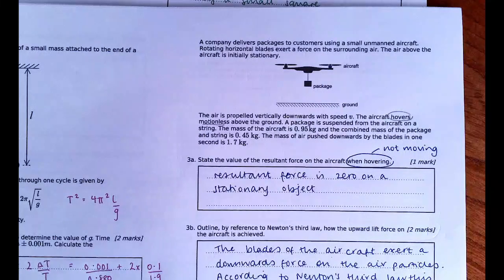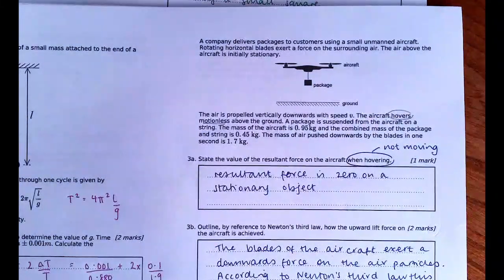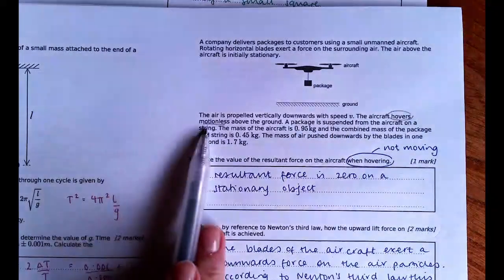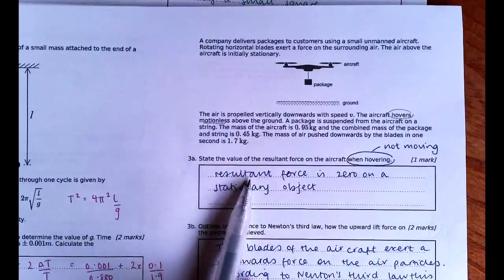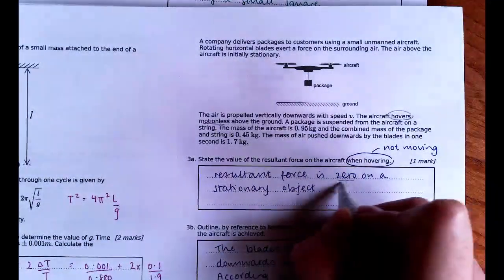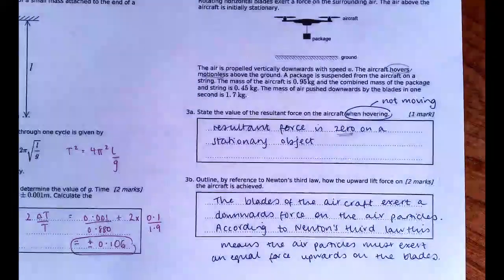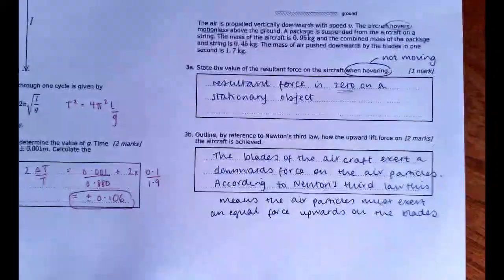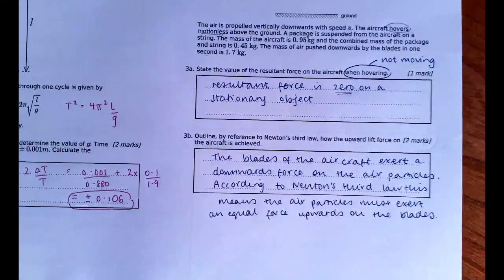It gives you some mass values. We'll come back to those, but the most important thing is the first thing it says: state the value of the resultant force on the aircraft when hovering motionless. A stationary object has no resultant force, so you just needed to say 0. Okay, then it asks you to outline, worth 2 marks, how the upward lift force on the aircraft is achieved.